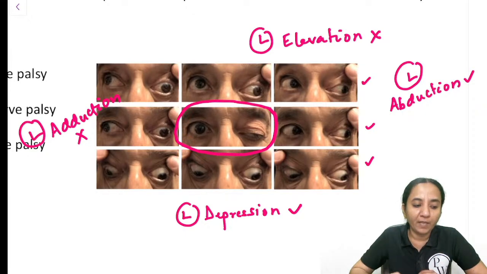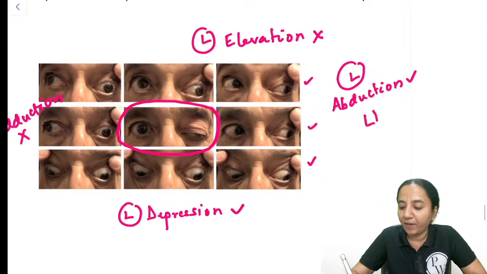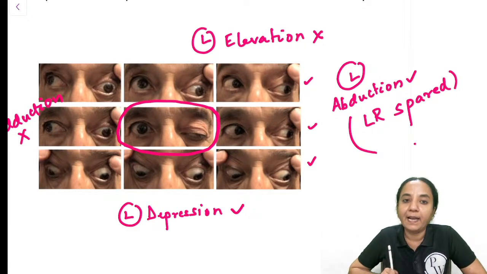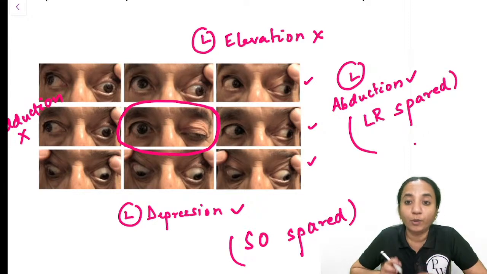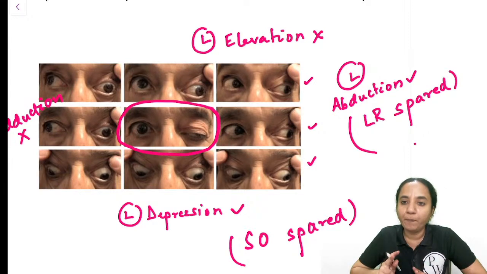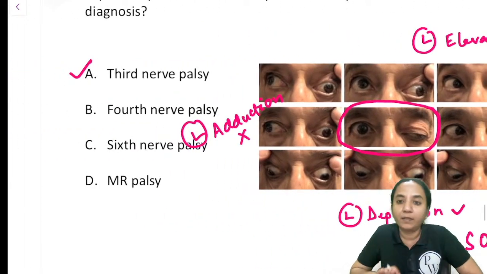So once again, from this we understand that this is third nerve palsy. Why? Because the LR is spared, so the abduction is spared. And the depression is possible because the SO is spared. We have two depressors, inferior rectus and superior oblique, so the depression is partly okay because the SO is spared. The abduction is completely okay because the LR is spared. The other movements are affected because the other muscles are affected. This is a picture of third nerve palsy.